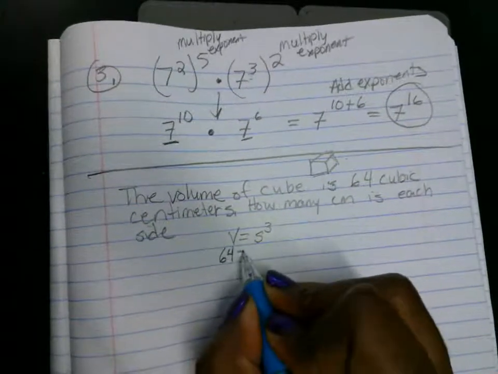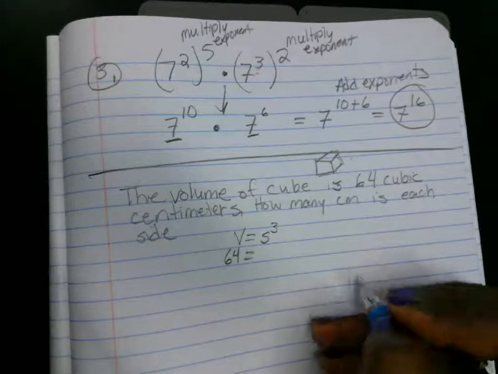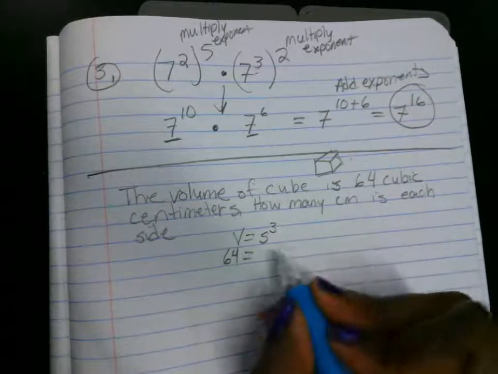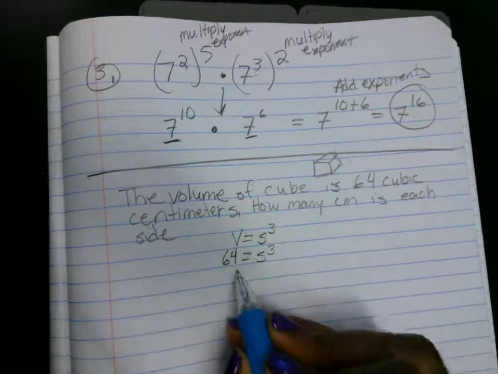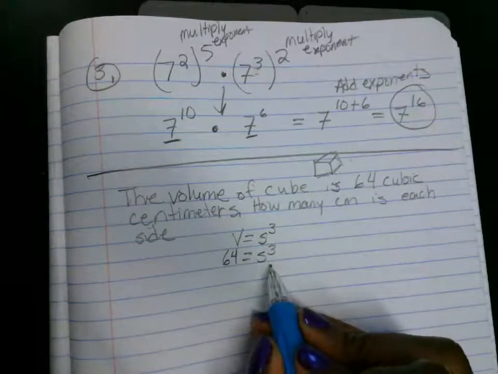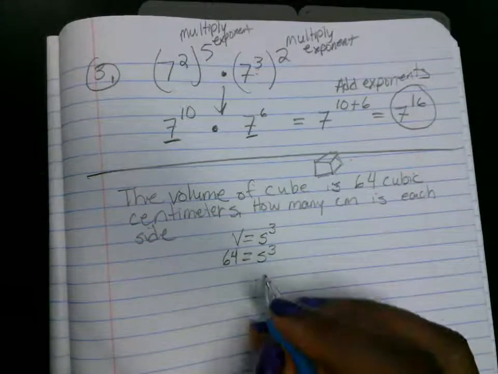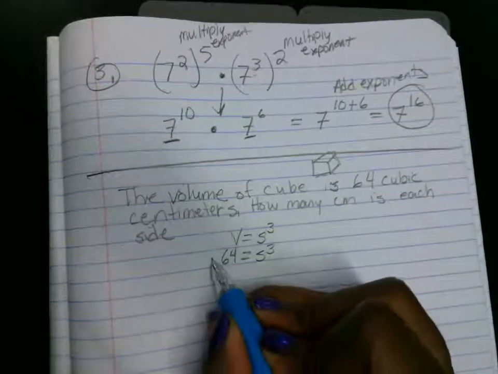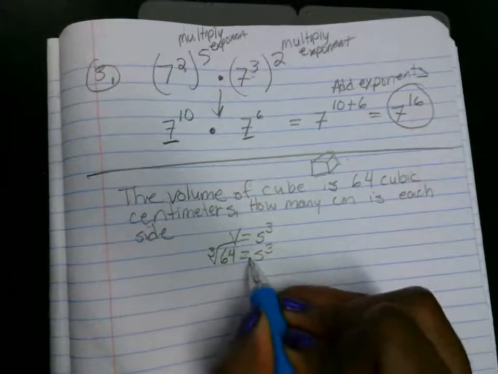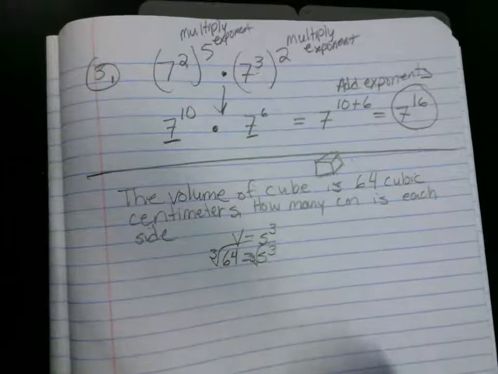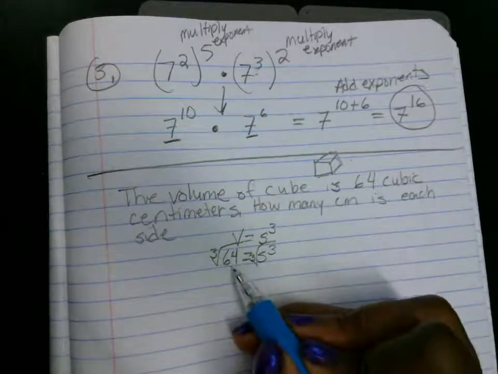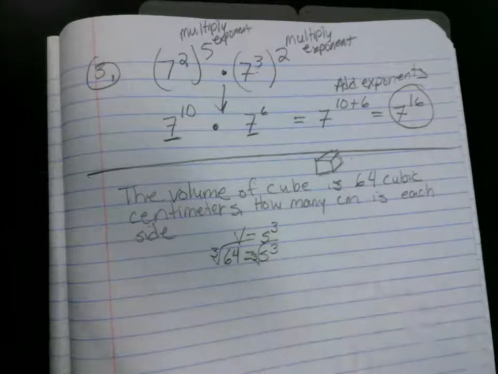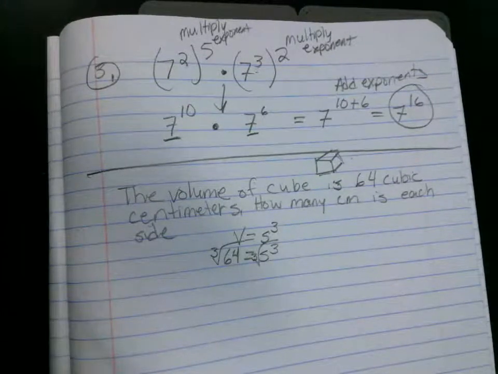And this is a problem that was in your foldable that we did. So you go back and look at your foldable too. What's the opposite of cubing a number? Not squaring. How do you cube root? Very good, Julian. So we're going to do the cube root on both sides. What number can be multiplied times itself 3 times to give you 64?